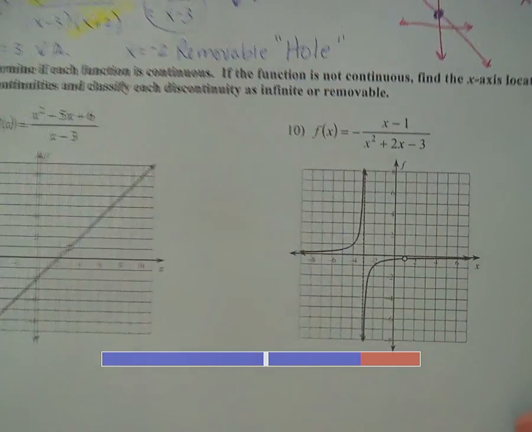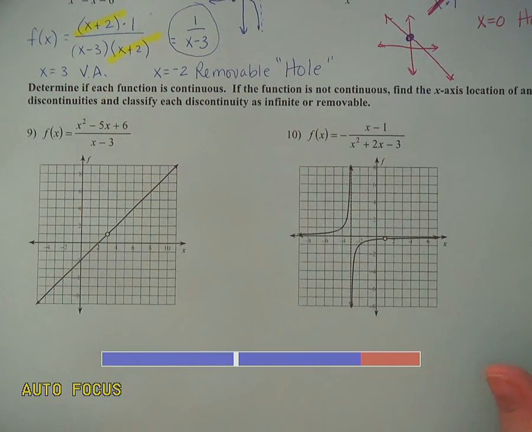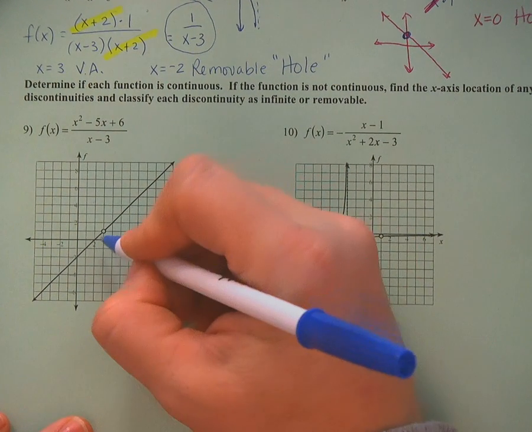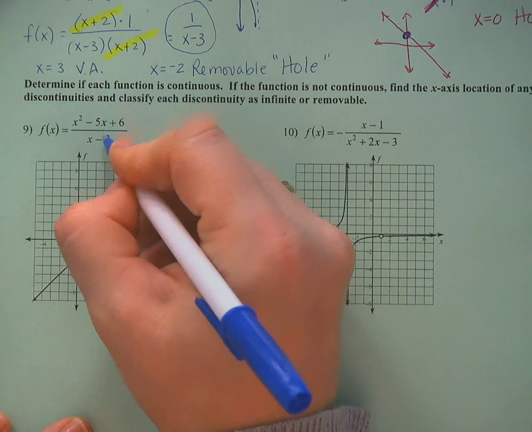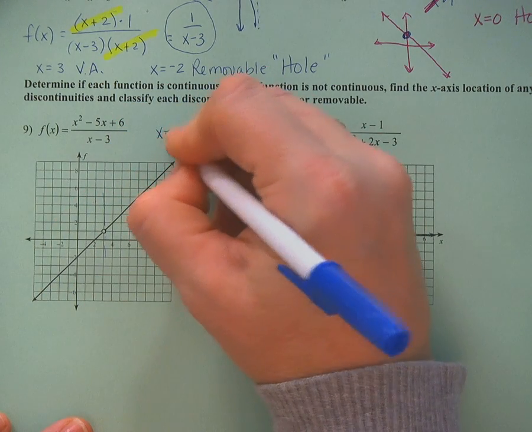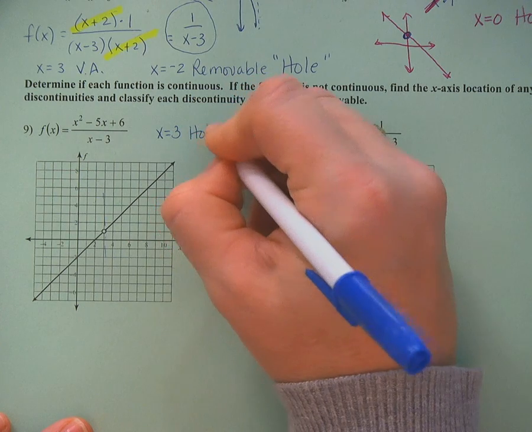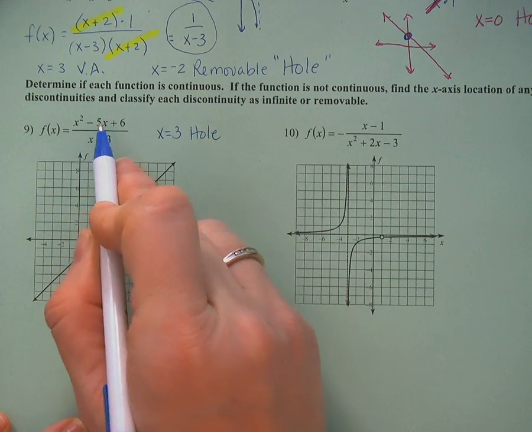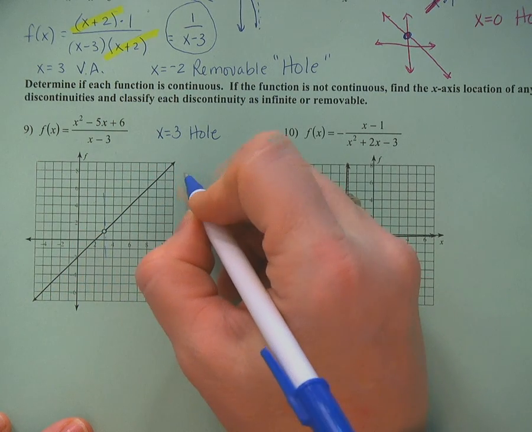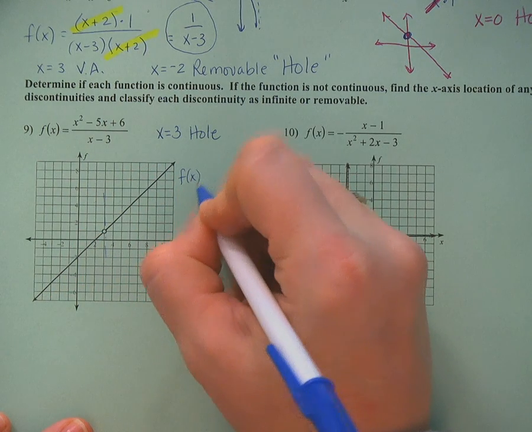Okay, let's take a look at this. This is a good picture of what it would look like. Looking at this, you can see that there's a hole at x equals 3. So what that means is that the factor of x minus 3 must be able to cancel. So let's figure out how we would do that using algebra.